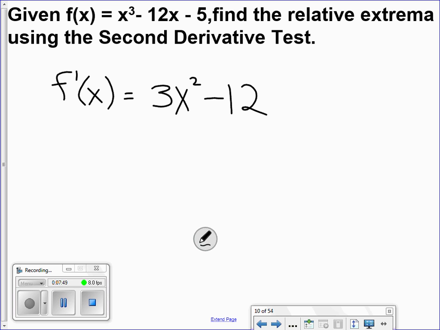Now, what do we have to do next? Before we get the second derivative, I want to find out where this is 0. Let's just set it equal to 0. It doesn't matter the order we do it in. So I'm finding out where I have my horizontal tangents. How do we solve that?